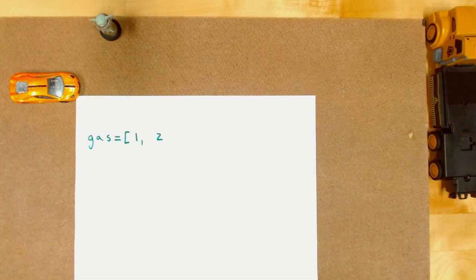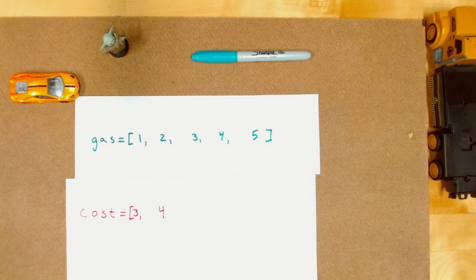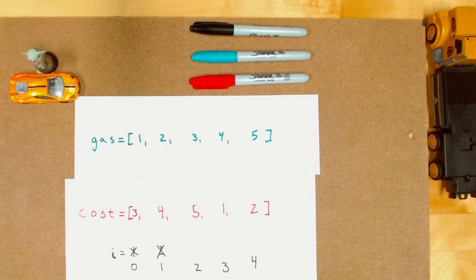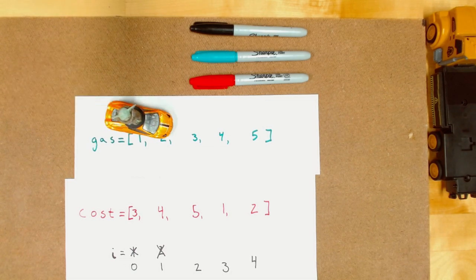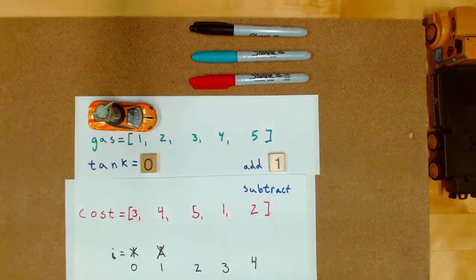So we have our two arrays, gas and cost. Let's line these up a little better. There we go. We'll keep track of our index, starting at 0. And at each position, we will keep track of the contents of our tank by adding whatever is in the gas array at that particular index and subtracting whatever is in the cost array at that index.